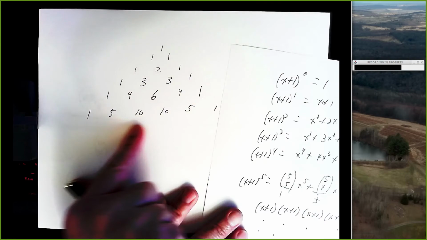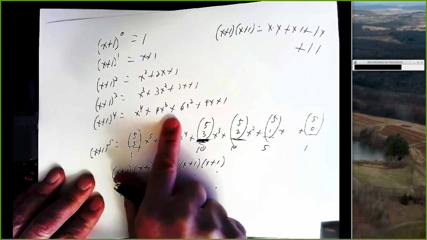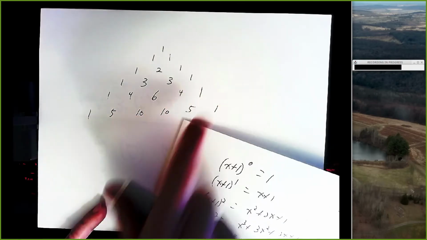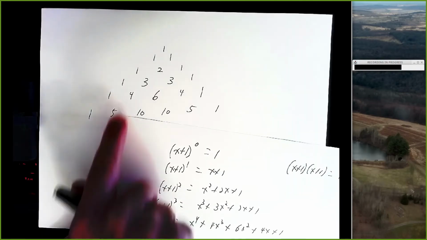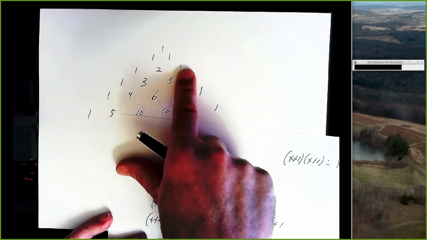And one thing to note is that these numbers that we're writing down in this triangle match the coefficients for a binomial expansion. 1, 4, 6, 4, 1. 1, 3, 3, 1. 1, 2, 1, that's x squared plus 2x plus 1.